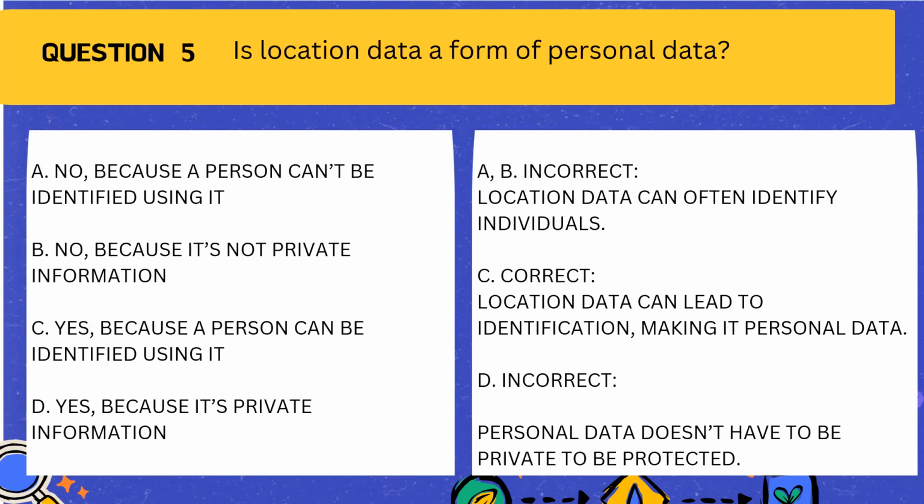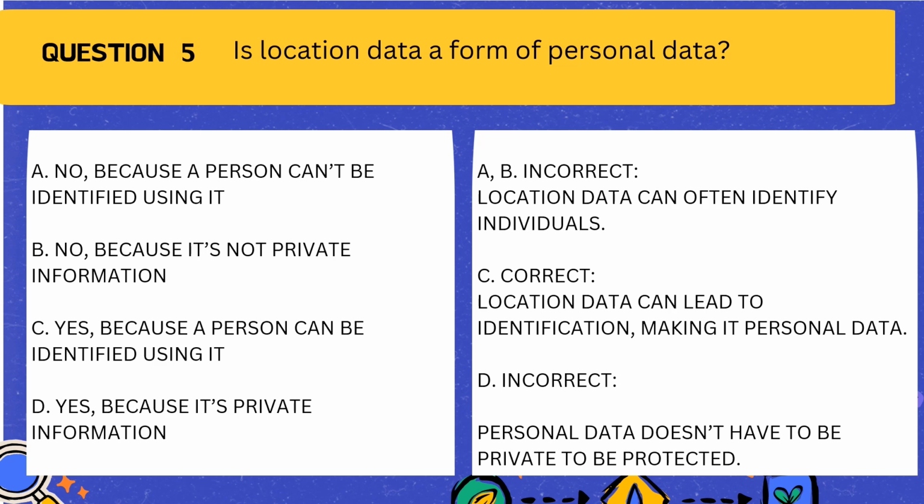So here, if you see, option A and option B are not correct answers because location data can often identify individuals. Option C, yes, because a person can be identified using it. Yes, this is the correct answer because location data can lead to identification, making it personal data. This is the definition of personal data in GDPR. So very, very clear-cut answer.